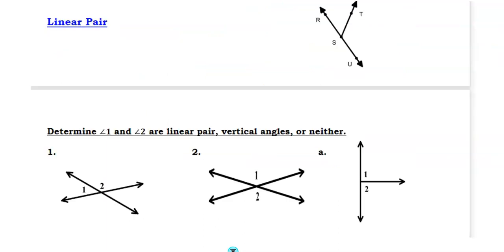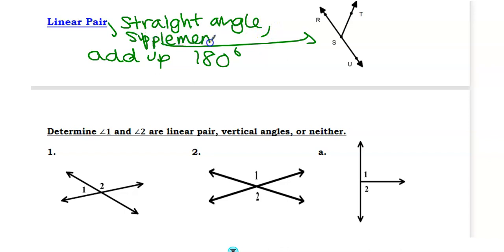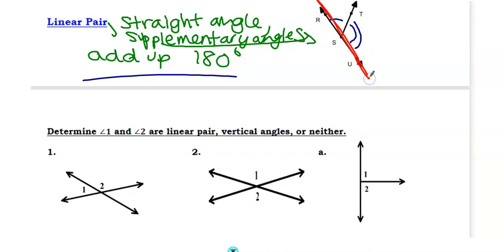Linear pair, we've been talking about this a lot. They add up to 180 degrees, also known as a straight angle. They create a straight angle. And they also create supplementary angles if there's more than one. Okay, well, there has to be because it's a pair. So supplementary angles add up to 180. Ba-ding, ba-ding. They make up a straight line.